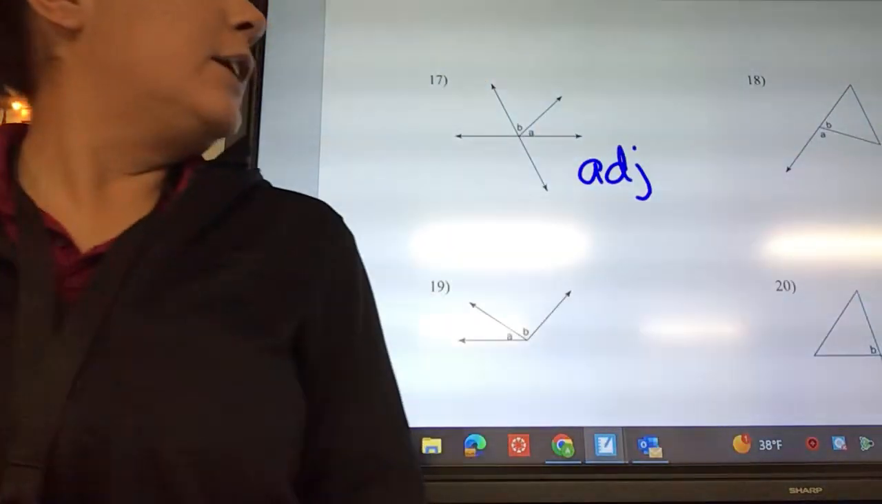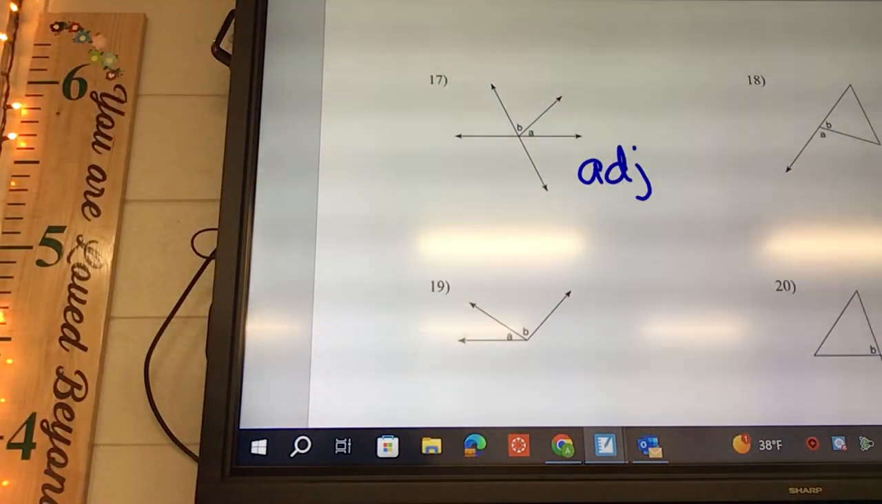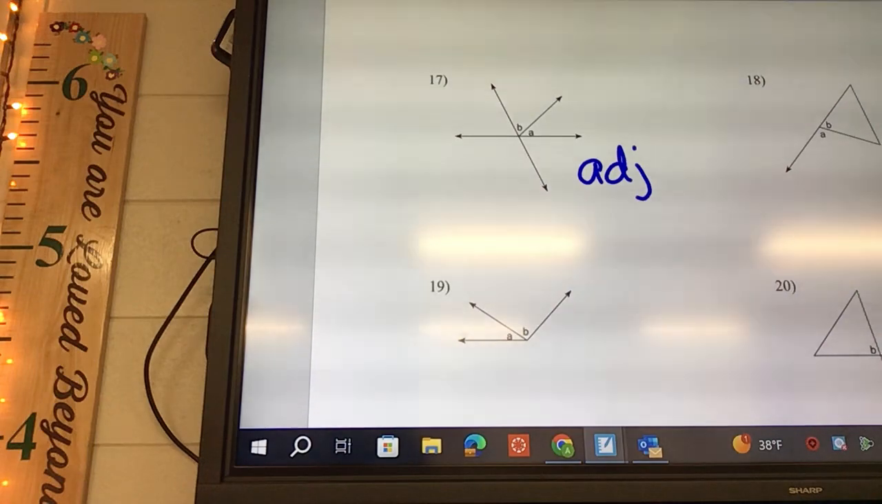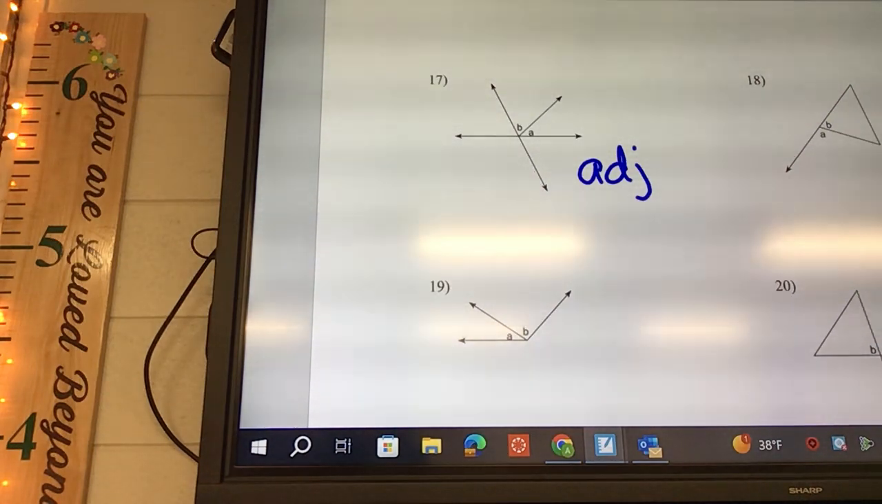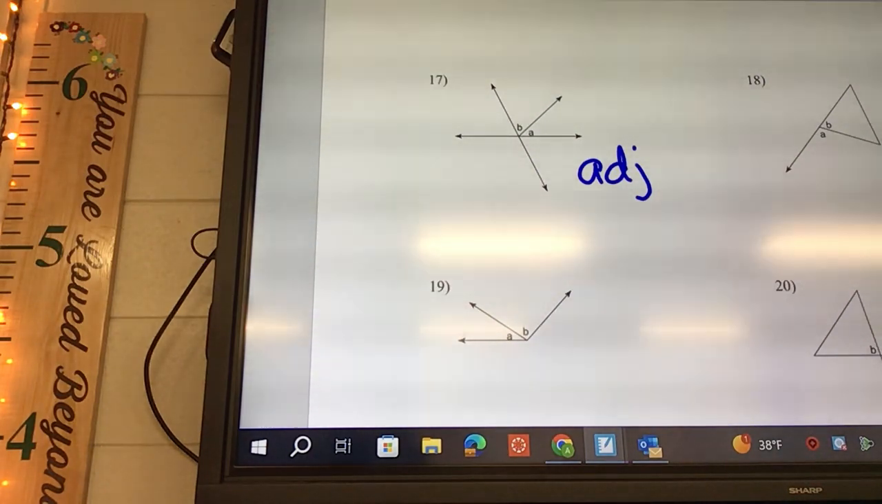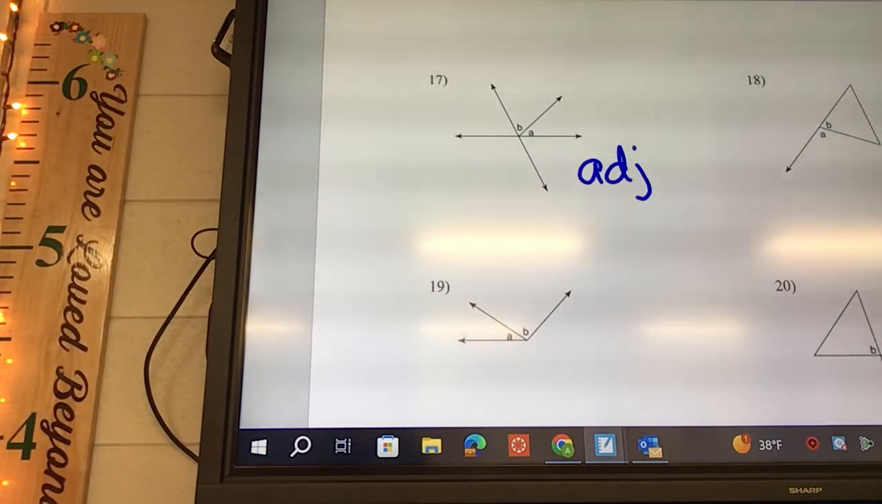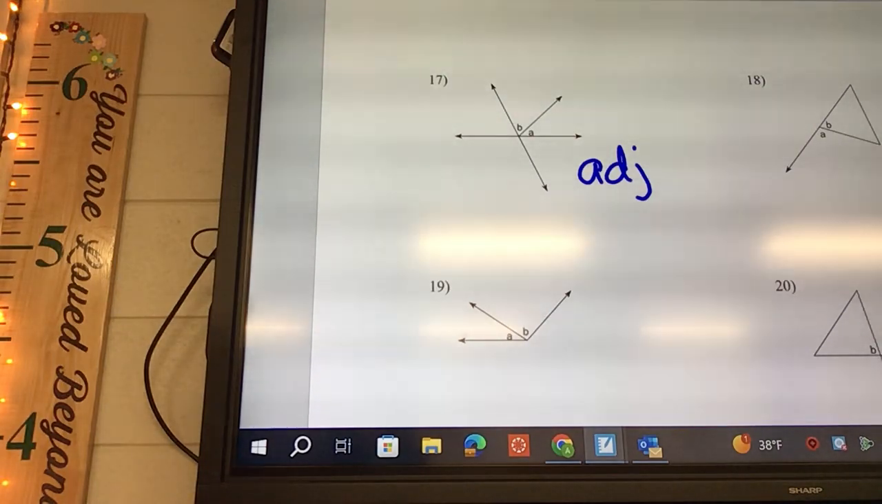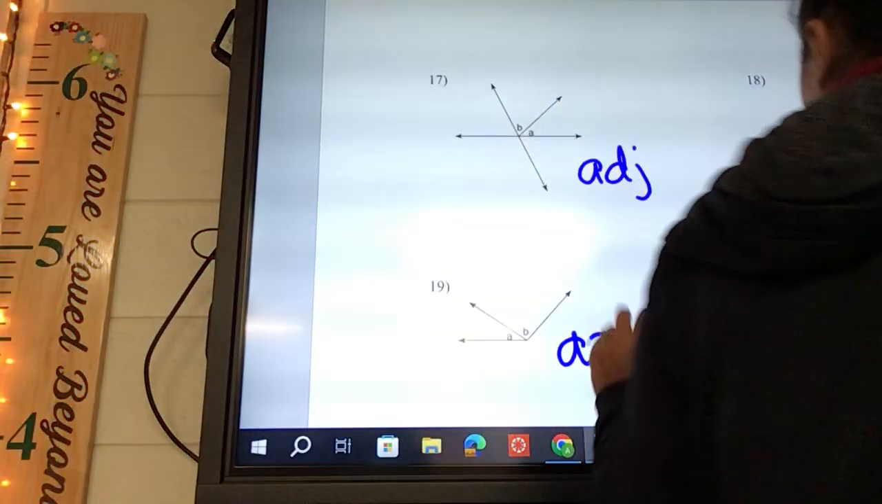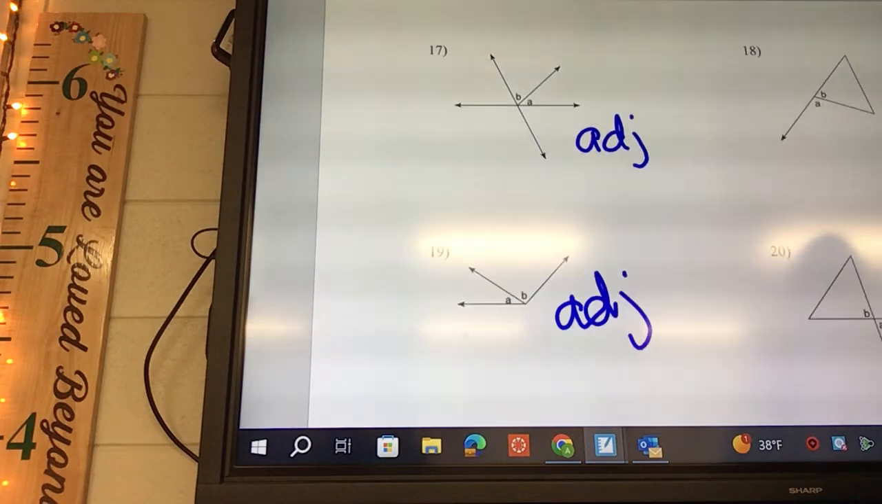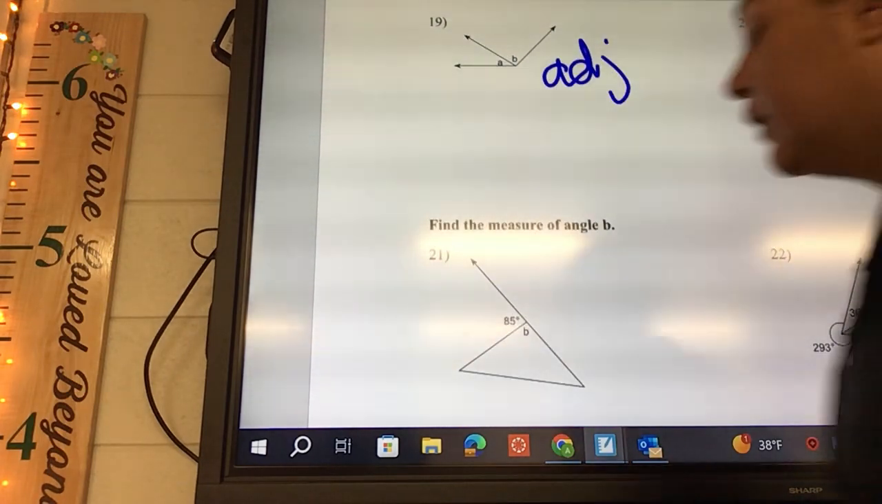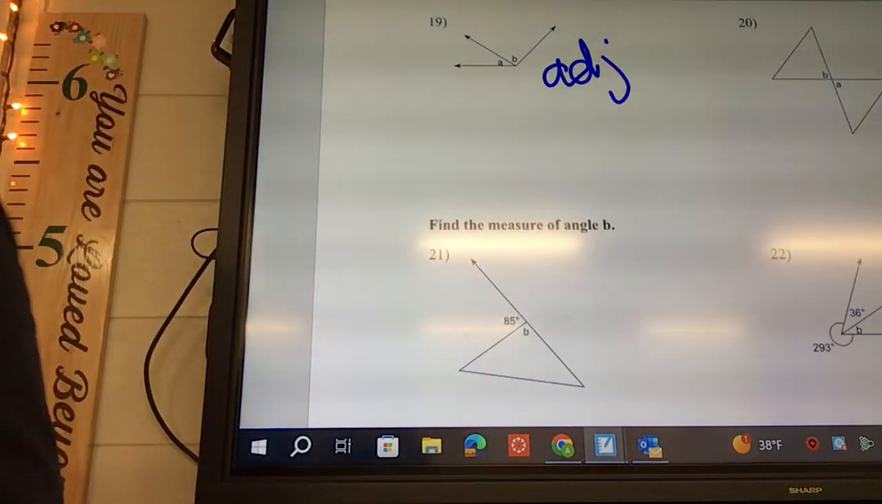Okay, whereas if we look at 18, are those complementary, supplementary, or neither? Supplementary. They're supplementary, which means that they are also adjacent. So that's when you would have two. Or linear pair is the other word. Okay, 19. Are those complementary, supplementary, or neither? Neither, so then it's got to be vertical or adjacent. And which is it? Adjacent. Okay, what about 20? Vertical. Those are vertical.